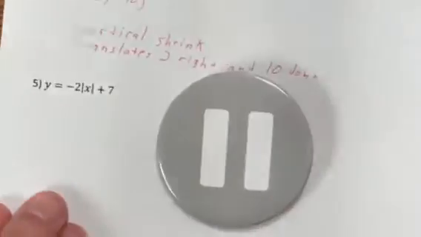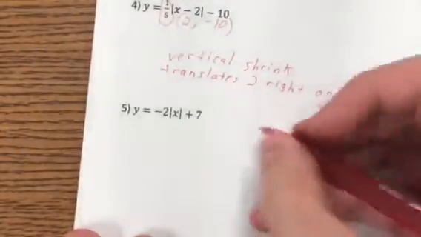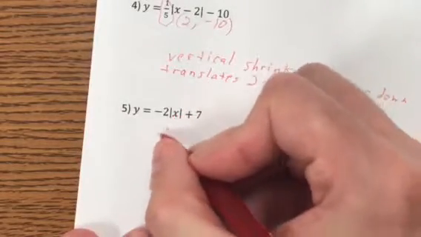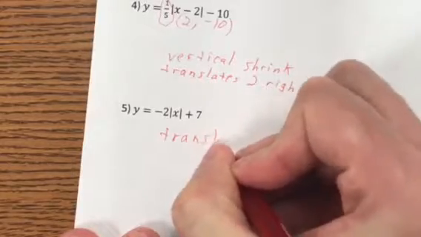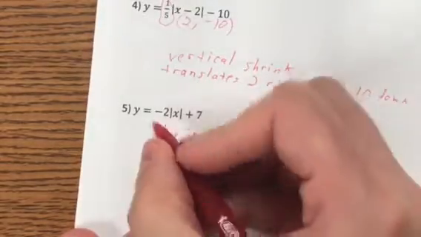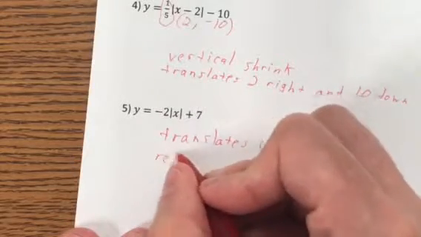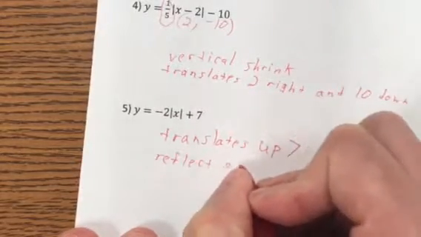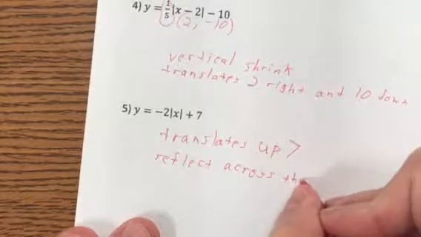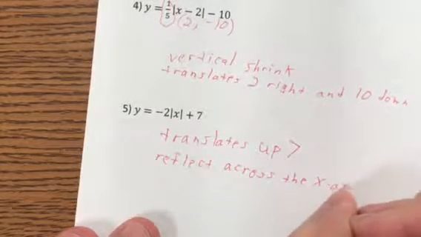That's right. There you go. All right, let's see if you got it. This one, since this is 0, 7, that means it does not move left and right, which means I only have to talk about translating up 7. It is going to reflect across or flip across the x-axis, not the y-axis.